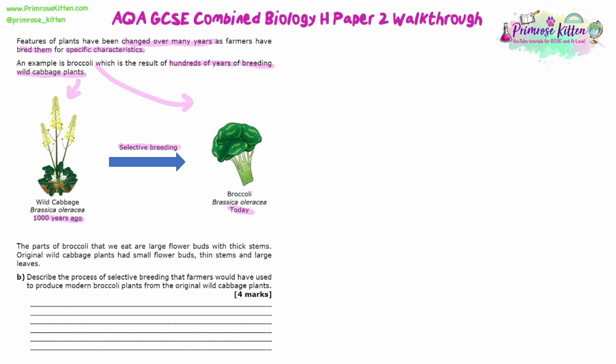So over the time, we've changed them through selective breeding, but it's still the same species, it still has the same genes. So the parts of the broccoli that we eat are large flower buds with thick stems. The original wild cabbage plants had small flower buds, thin stems, and large leaves. Describe the process of selective breeding that farmers would have used to produce modern broccoli plants from the original wild cabbage plants. Okay, well, that is interesting.